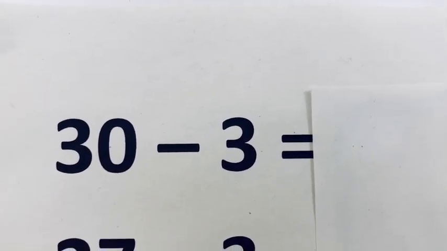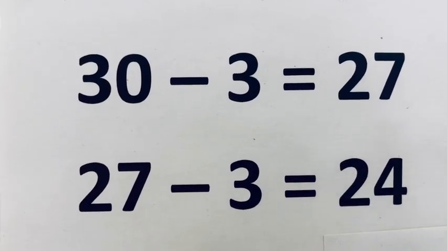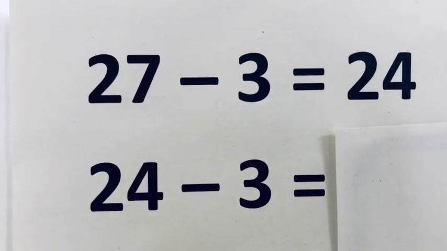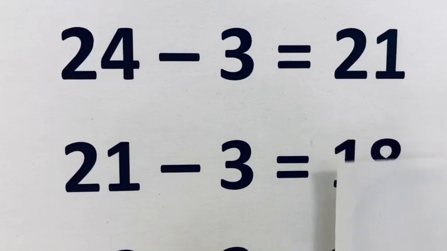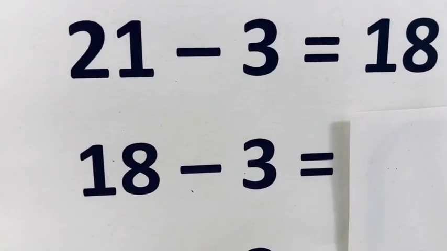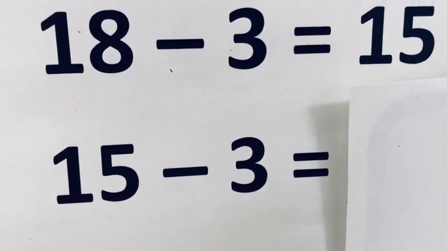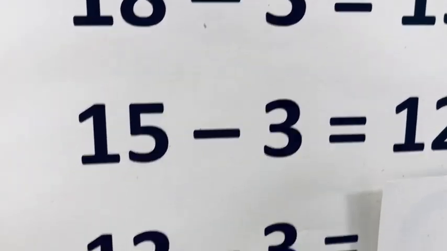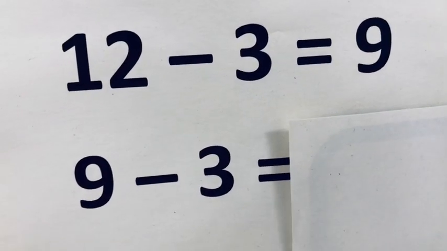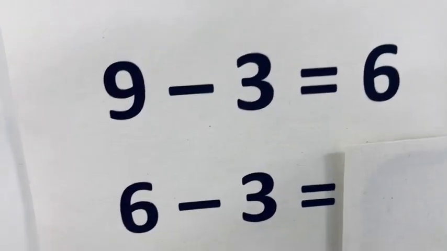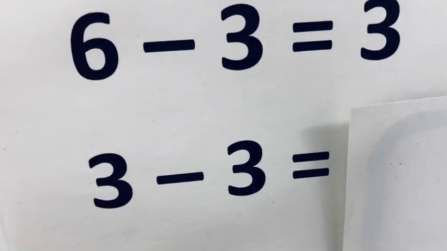So 30 minus 3 is 27. 27 minus 3 is 24. 24 minus 3 is 21. 21 minus 3 is 18. 18 minus 3 is 15. 15 minus 3 is 12. 12 minus 3 is 9. 9 minus 3 is 6. 6 minus 3 is 3. And 3 minus 3 is 0.